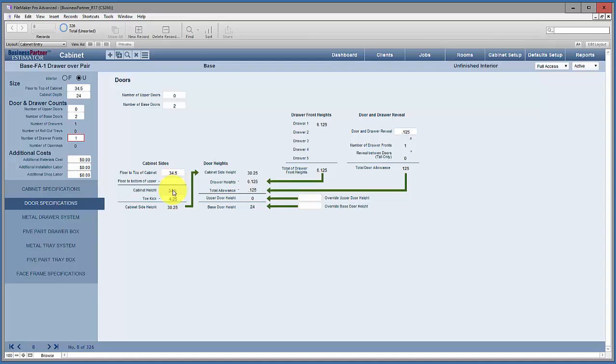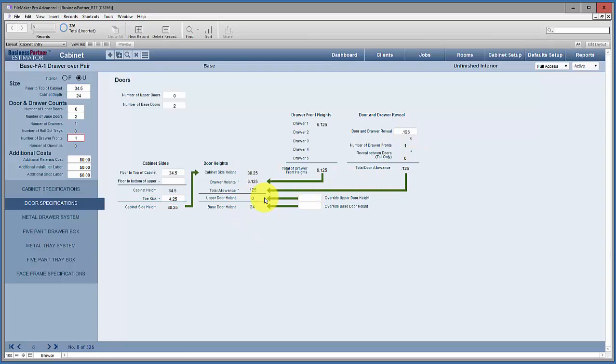If it were an upper cabinet you'd see some other additional math here, but since this is a base cabinet, the cabinet height and the floor to top of cabinet are one and the same. We enter the toe kick here and we do some math to calculate end panel heights. And the primary point of this page is to enter this number here: what's the space between a pair of doors, so that we can subtract that off of the doors. And you see that math happening here.